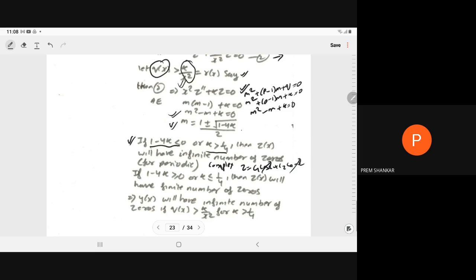Now if 1 minus 4k is greater than or equal to 0, positive, or k is less than or equal to 1 by 4, then z(x) will have finitely many zeros. In that case, the solution will be what? z is equal to c1 e to power m1 z plus c2 e to power m2 z, right?